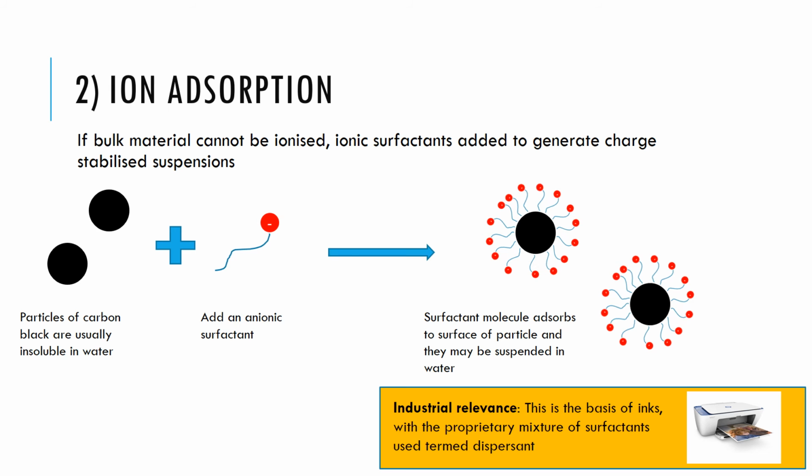Now there is an industrial relevance to this kind of technology. It's the basis of inks, and printing companies like HP and LaserJet spend lots of money trying to get the right formulation in terms of the mixture of surfactants that are used to stabilize these carbon black particles. Of course, this is for black ink. And they need a very stable monodispersed liquid suspension to print. And they also need the carbon black particles to spread nicely over the surface of paper. And the surfactants also play a role in this.